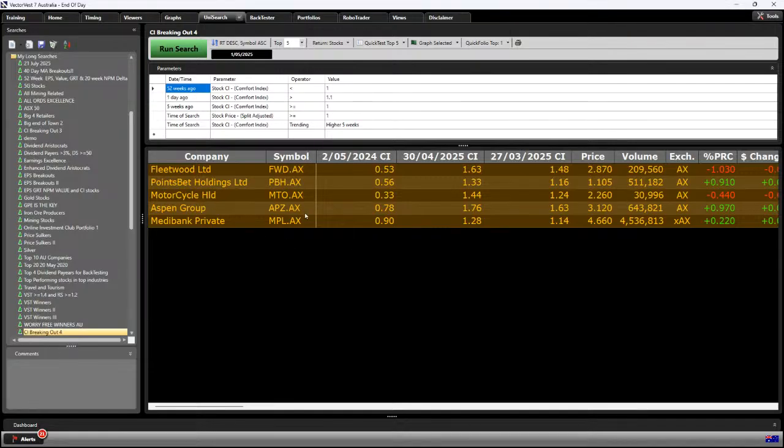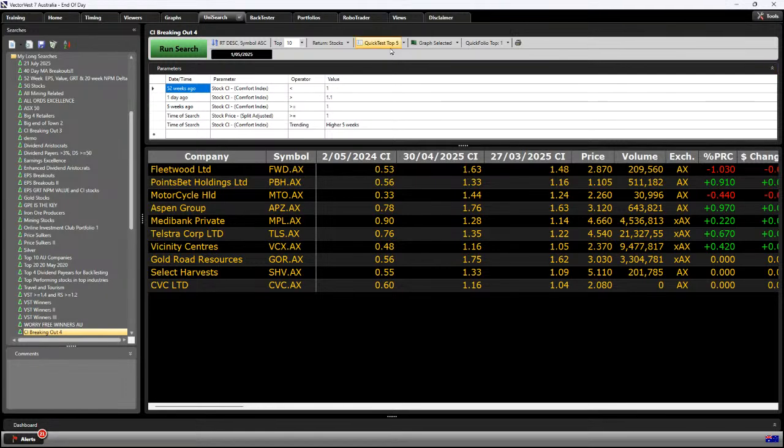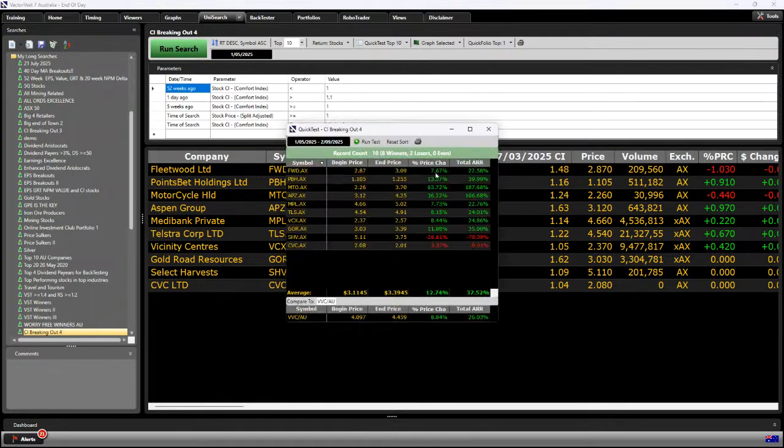I like the top 5 because that gives me the real cream of the crop as such. You can drill down to 10, 20, 30. Let's see how the top 10 stack up. Let's do a quick test, not the top 5. In this case, we'll change now to the top 10. Here we go. Just out of interest, see how it all stacks up. Here's the top 10.